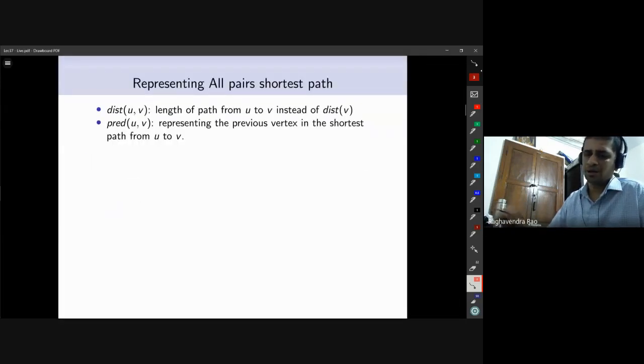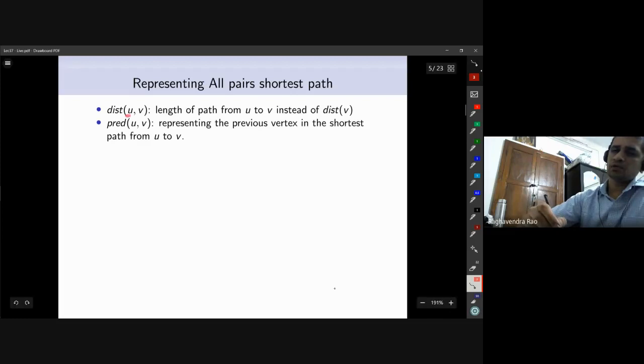So one notational issue is that we need a notation to represent shortest paths. Earlier we just said, okay, for every vertex, distance v is what we are going to compute. Instead now, distance will have two parameters. Distance uv represents the shortest length of a path from u to v, so the weight of a shortest path.